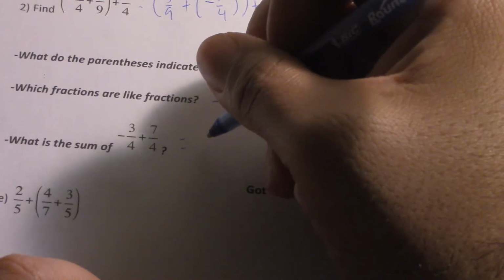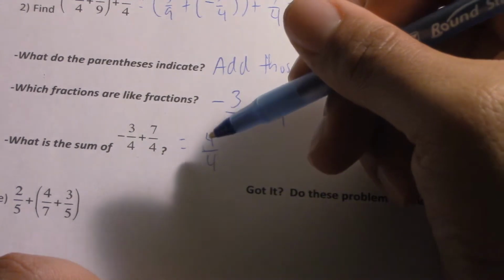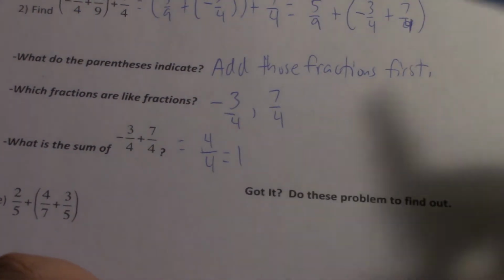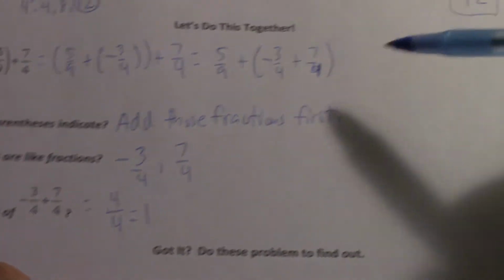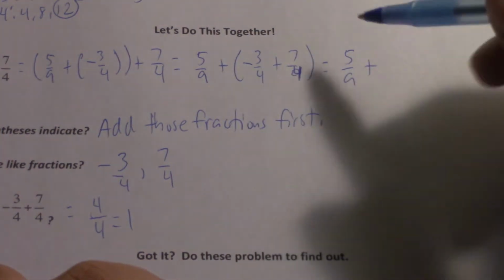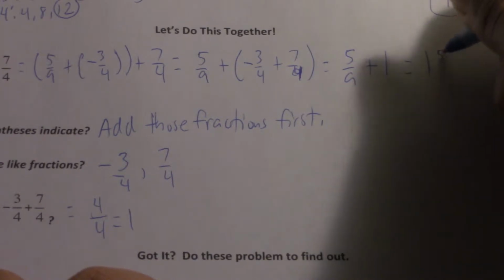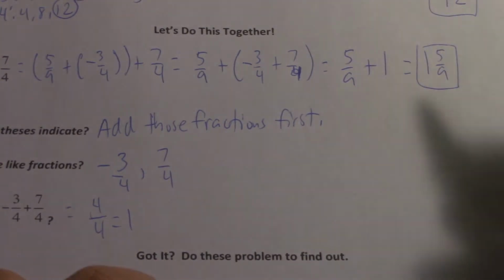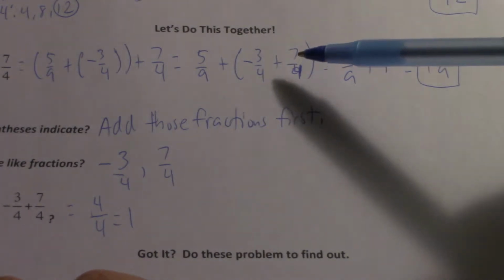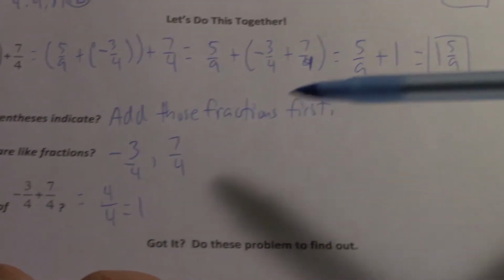But not just 4, positive 4, okay, over 4. Simplified, 4 divided by 4 gives me 1. Which means, since I did all my work here, 5/9 plus 1 equals 1 and 5/9. So how did this happen? Well, when I took this negative 3 plus 7 and added them together, I got positive 4. And I divided by 4 to get 1.